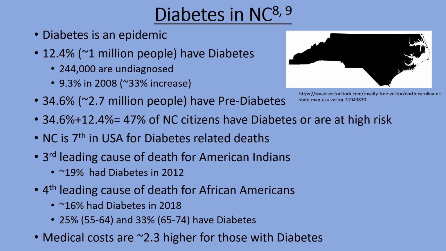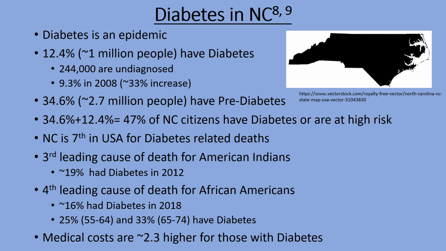34.6% or 2.7 million have prediabetes. So if you combine the 34.6% who have prediabetes and the 12.4% who have diabetes, you get 47%. This means that 47% of North Carolinians either have diabetes or are at high risk of developing diabetes. Again, this is likely falsely low given the underdiagnosis of diabetes and prediabetes. North Carolina is 7th in the nation for diabetes-related deaths. Another way to say that is that we have the 7th highest death rate related to diabetes.